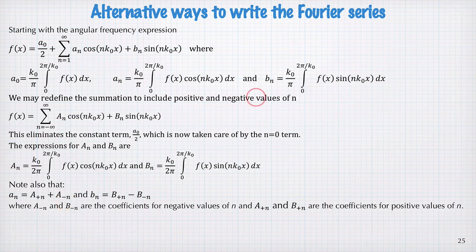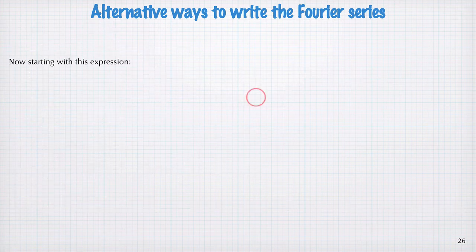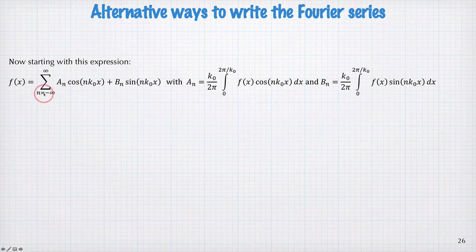Okay, there's one last thing we're going to look at. Starting with this expression now, where we're going from negative to positive infinity, we're going to make three changes. First, we're going to move a factor of 2 pi. So this factor of 2 pi here, which is in the a n's and b n's, we're going to bring that out the front of the summation.